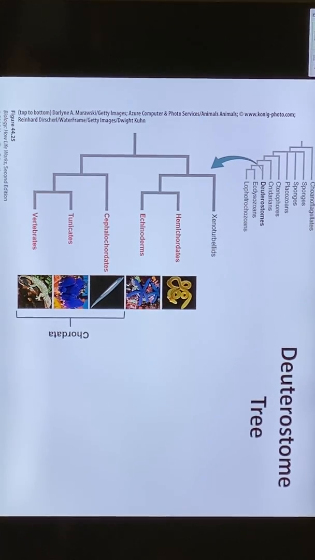Which hole becomes the mouth? Is it the first hole or the second hole? Deutero means the second hole is the mouth. So when the blastopore starts forming in gastrulation, the first hole is the anus among the deuterostomes.